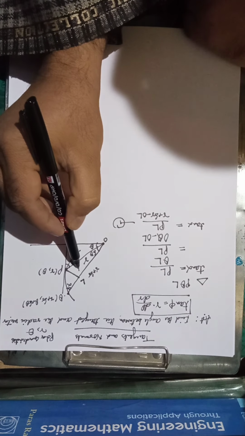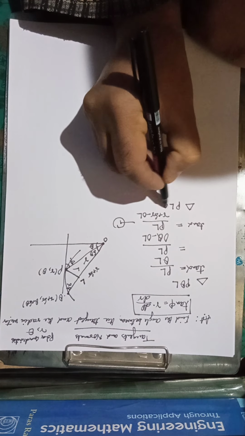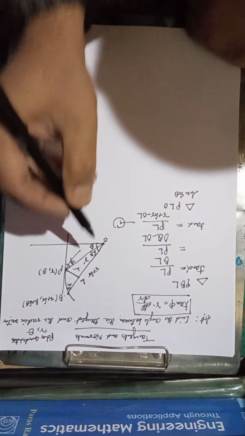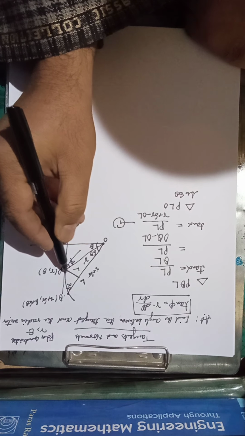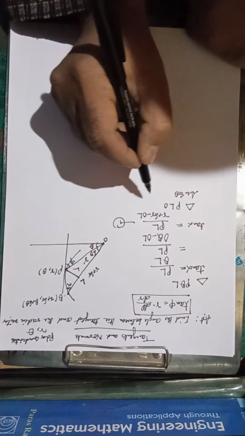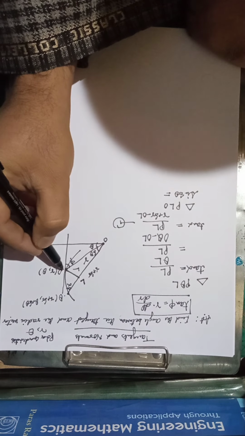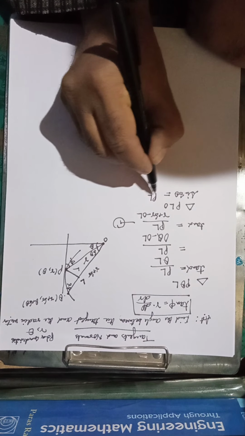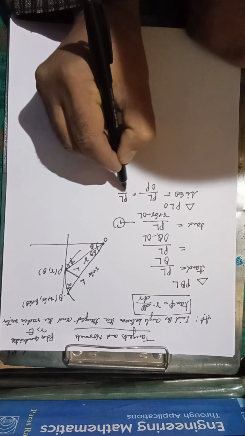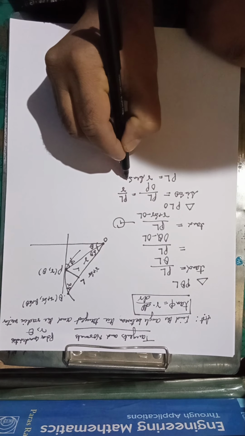Now from triangle PLO, I have sine of del theta. See, del theta is the angle POL. What is sine del theta? Perpendicular by hypotenuse, PL by OP. But your OP is r. So your PL is r sine del theta.